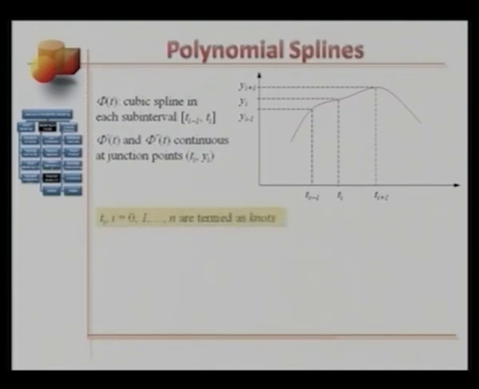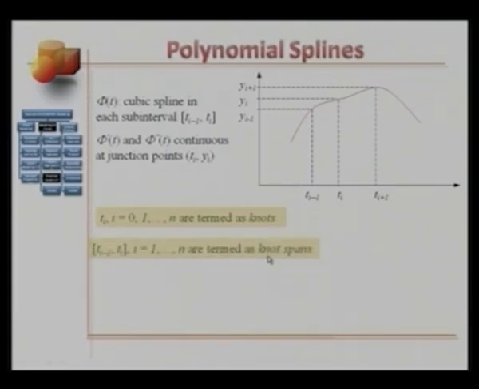Some terminology. These parameter values t i minus 1, t i, t i plus 1, and so on and so forth, they are fixed values for a given spline, for i equals 0, 1 up till n, and these fixed values for t are called knots. You might want to keep this in mind because we are going to be frequently using the term knots later on.